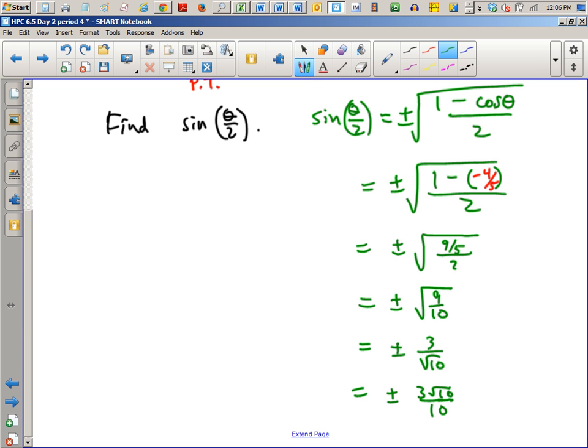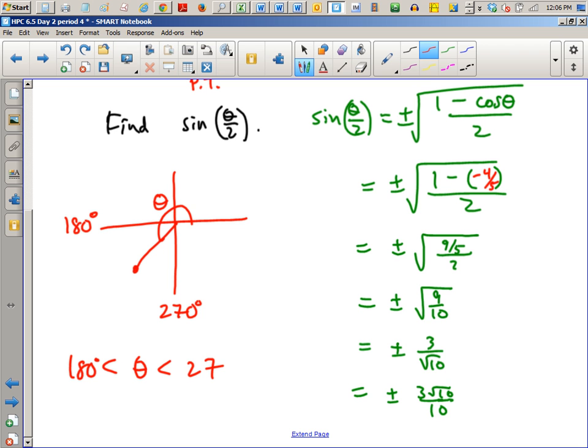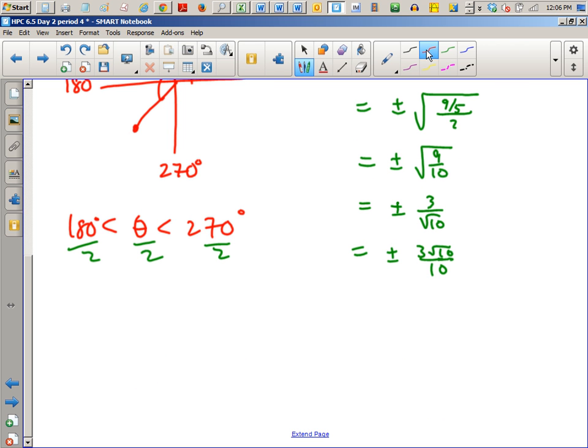Now, you can't have two answers. Sine's a function. You can't have two answers. So we have to decide which one makes more sense, positive or negative. So this is the only tricky part, guys. Watch. If theta is an angle in quadrant 3, then we know it's an angle between 180 and what? 270. 270, right? So if theta is between 180 and 270, and we want to discuss the half angle, then theta over 2 is between what two angles? 90 and 135.